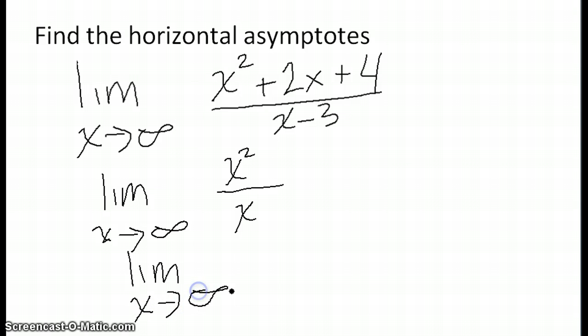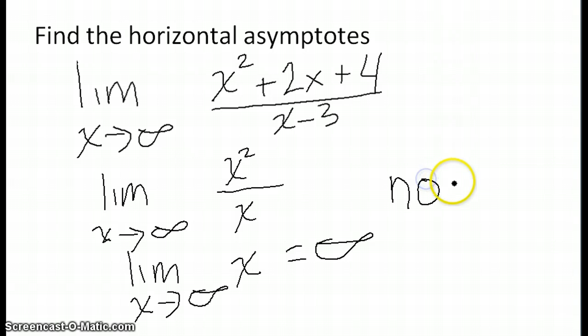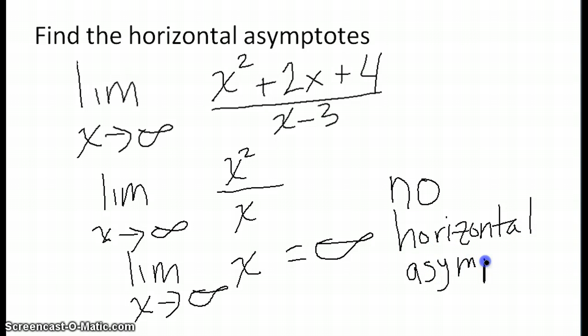As x goes to infinity, x squared over x equals x, and as x goes to infinity, x is going to go to infinity, which means that there is no horizontal asymptote. So not all rational functions have horizontal asymptotes, but we have to go through this process in order to determine whether they do or don't. So there are no horizontal asymptotes to be had here.